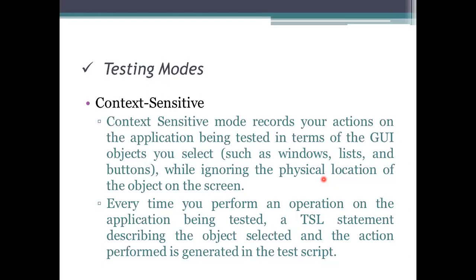And if you want to perform an action, meaning a testing operation, we need to write a script, which is a TSL. The TSL describes the object which has been selected and the action you are performing in the test script. Whenever you record a statement, the statement you have chosen will have a unique description.